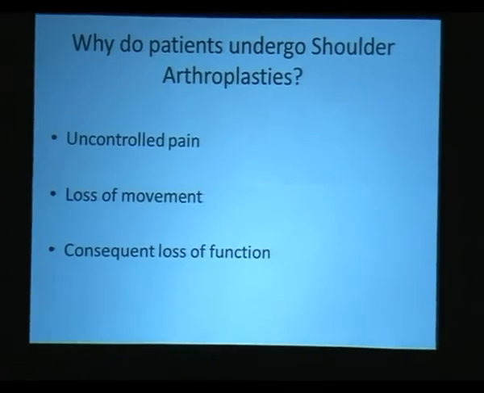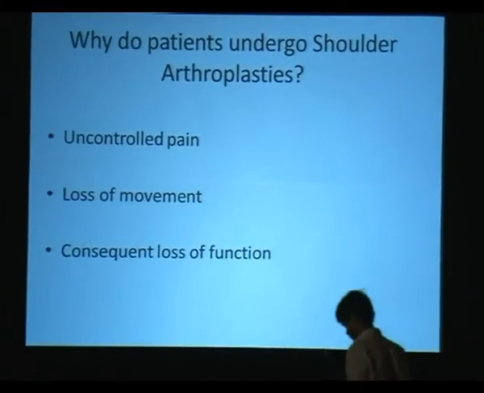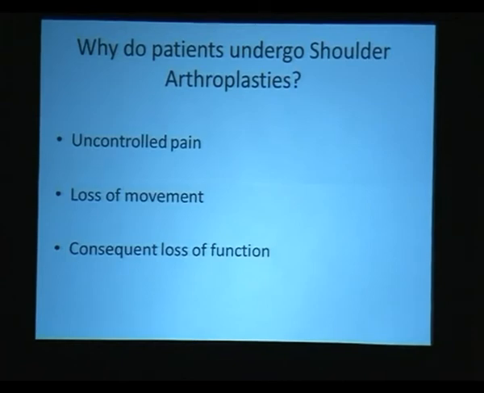Why do the patients actually come for arthroplasties? It's not a common surgery as is for hips and knees. It's a very, very specialized area. The reason being that with shoulder replacement, you have to get a whole range of movements, which they don't look for in hip and knee. You can actually get away with slight differences in movements. These patients actually have uncontrolled pain. There is loss of movement, which can consequently lead to the loss of function.